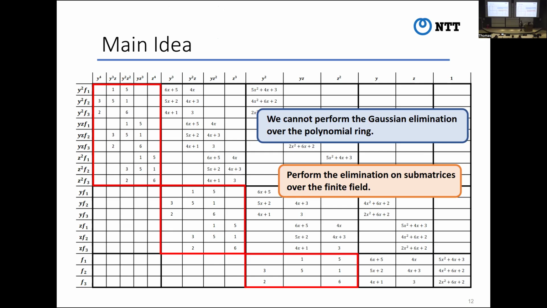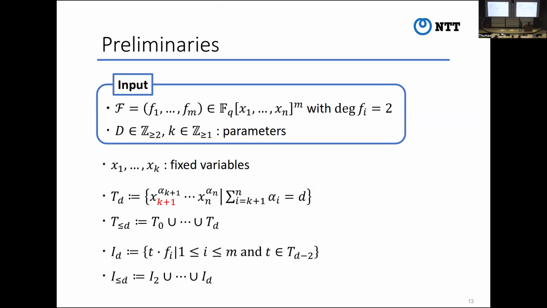These submatrices are only composed of the elements of the base finite field F_q, F7 here. So we can partly perform the Gaussian elimination on these submatrices, and by using these elements, we can eliminate the corresponding columns. And by doing so, we can partly perform the Gaussian elimination on this matrix over the polynomial ring. And we'll give a more formal description of the proposed algorithm.